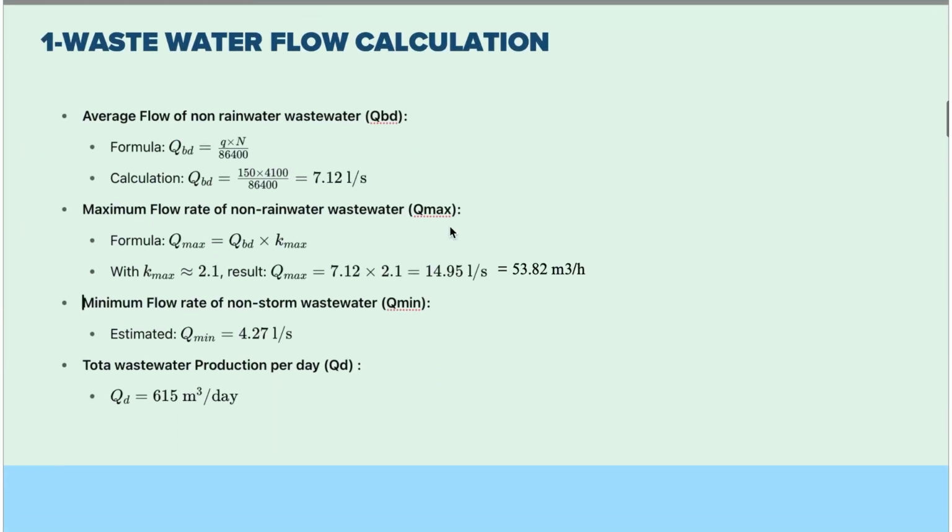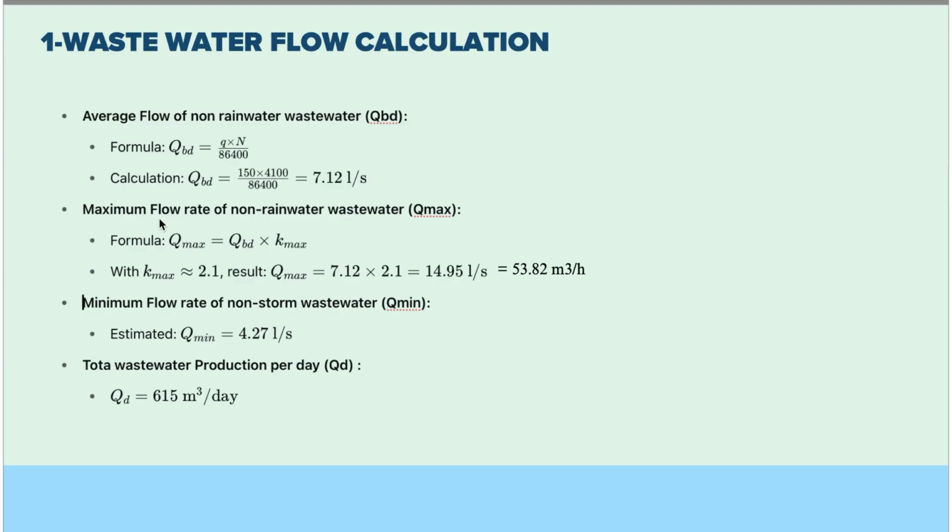So this is the wastewater flow calculation that you will begin with. You will use the formula for QBD: Q times the number of connected inhabitants divided by 86400. Q is the specific wastewater production, 150, and then you get the value in liters per second.